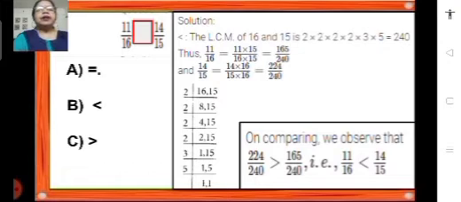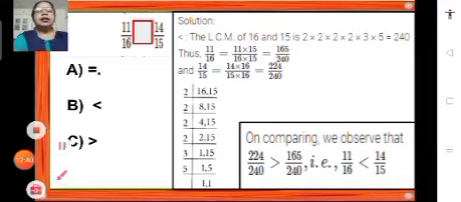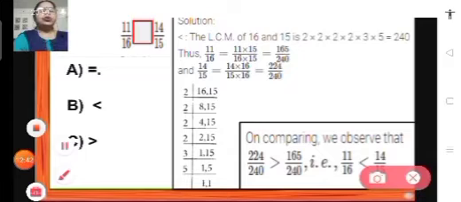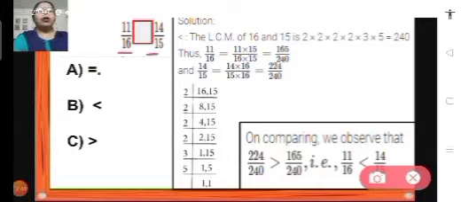Next question, we have to compare these two fractions, 11 upon 16 and 14 upon 15. So, these are unlike fractions. So, what do we do? We find the LCM of these two denominators so that we get like fractions, and then we compare the fractions. So, LCM of 16 and 15 is 240. So, we will convert 11 upon 16 into an equivalent fraction such that the denominator is 240.